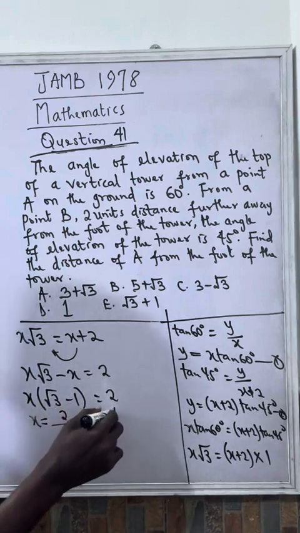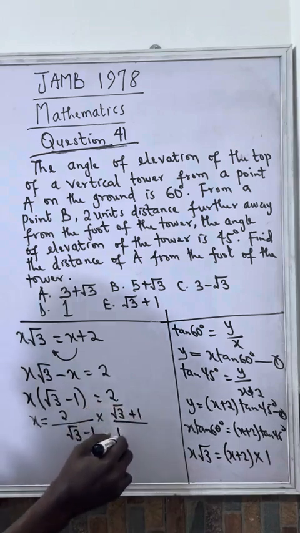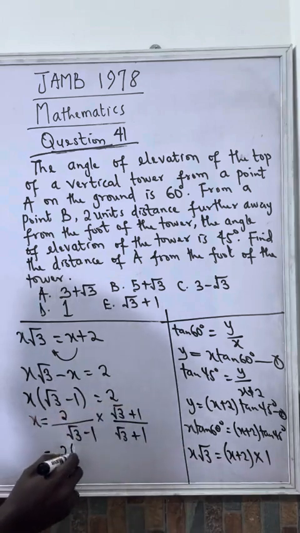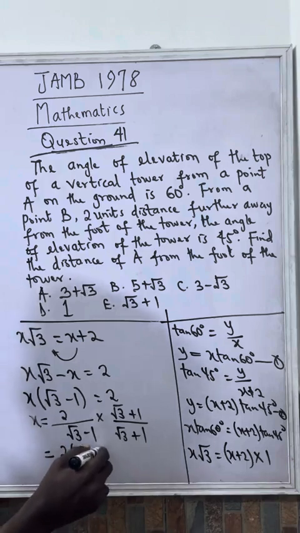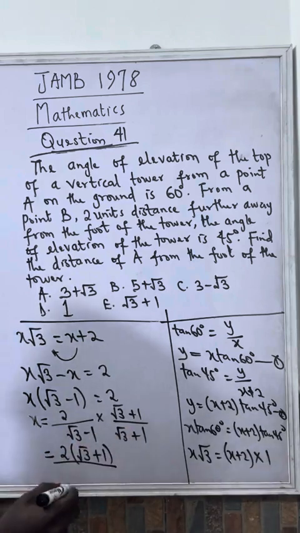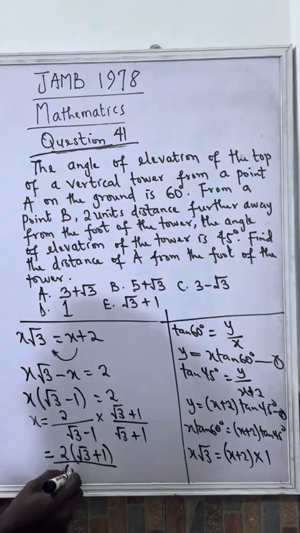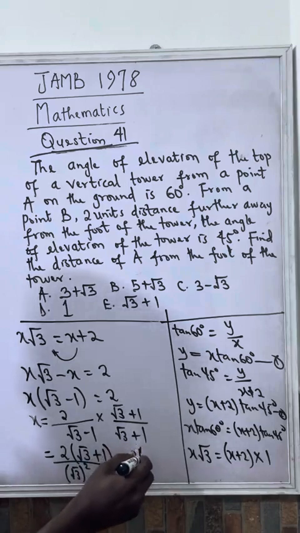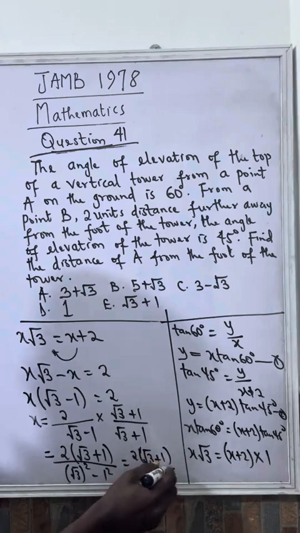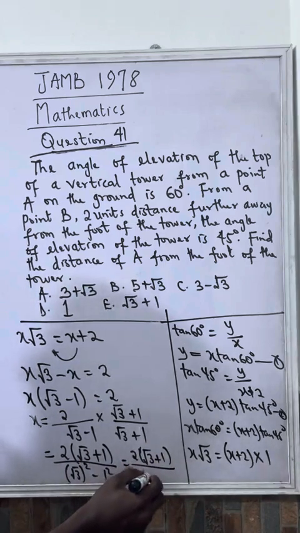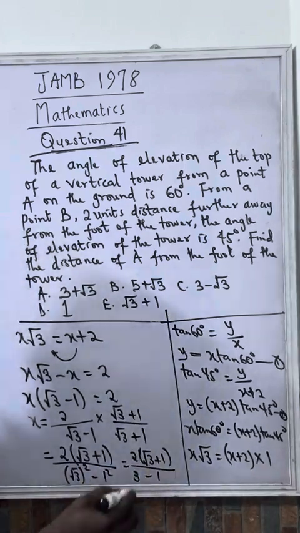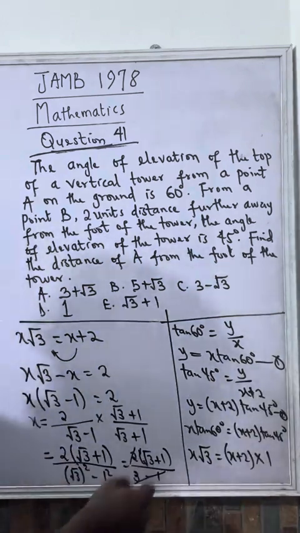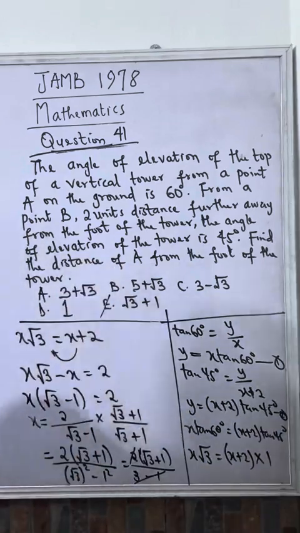So this will be multiplied by root 3 plus 1 all over root 3 plus 1. From here, 2 times all of this will give me 2 bracket root 3 plus 1, divided by, by the difference of two squares, root 3 all squared minus 1 squared. This will give me 2 bracket root 3 plus 1 all over, root 3 squared is 3, minus 1. So 3 minus 1 is 2. In short, 2 here, 2 here cancel. So my answer will just be root 3 plus 1. That's option E. Thank you.